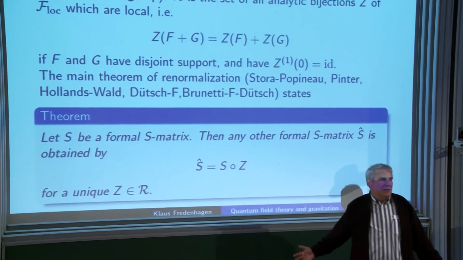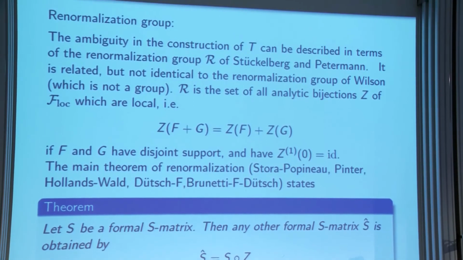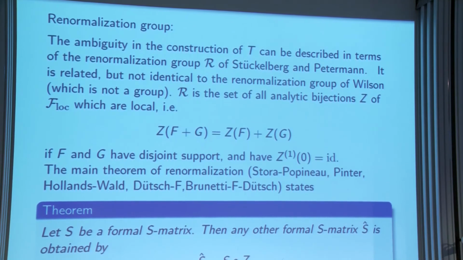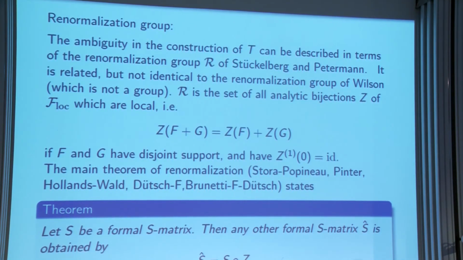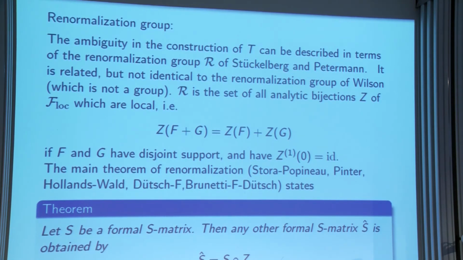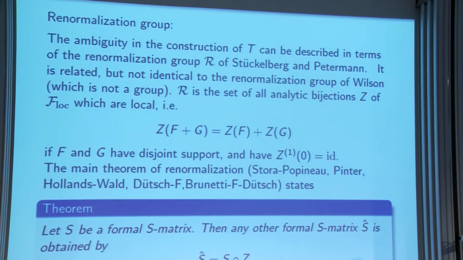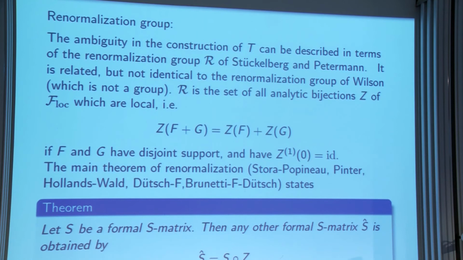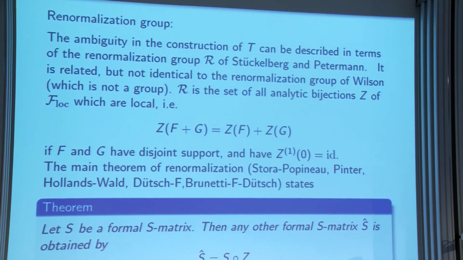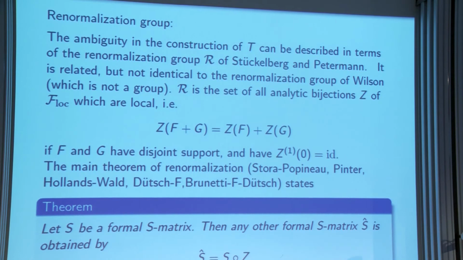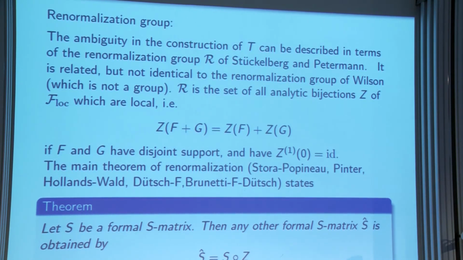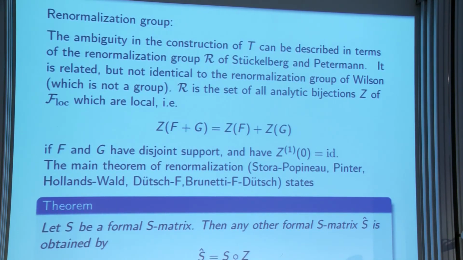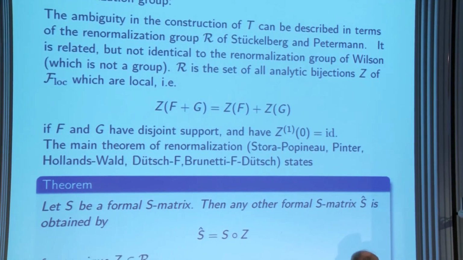Okay, then, as I said, there's some ambiguity in the definition of time-ordered products. And this ambiguity can be discussed in terms of the renormalization group in the sense of Stückelberg and Petermann. This is not exactly the same as the renormalization group of Wilson. So it's really a group. It's a group of all analytic bijections of this space of local functionals. And the crucial relation is that this is additive if these functionals have disjoint support. And the first derivative should be the identity.